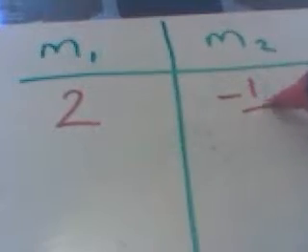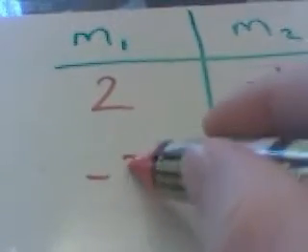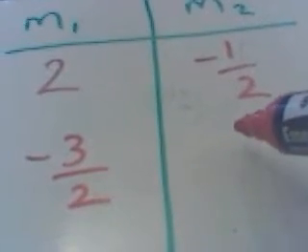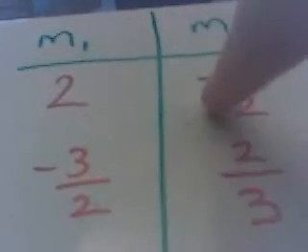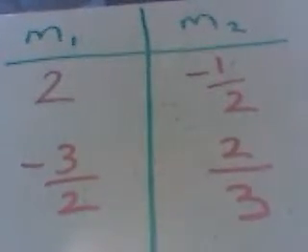So you could be working on this yourselves, but our first gradient was 2, and then the line that was perpendicular to that was -1/2. Second gradient was -3 over 2, and its perpendicular gradient was 2/3. So now what you should do is make some of your own and see if you can find a link between M1 and M2, gradient 1 and gradient 2.